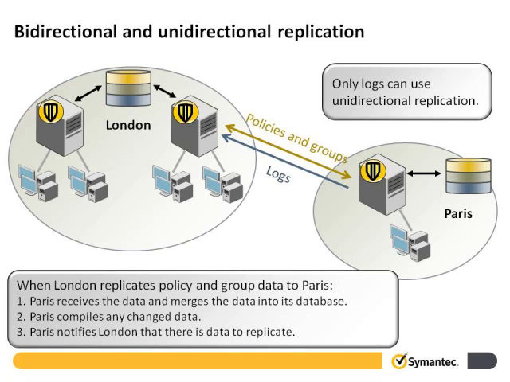Here we can see in this diagram with our Paris and London branches, the policies and groups are going both ways between the two sites. But the logging information is only going one direction. Paris logging information is sent to London. This could be because the London office has all the security administrators and they would be using this information for analysis or reporting.